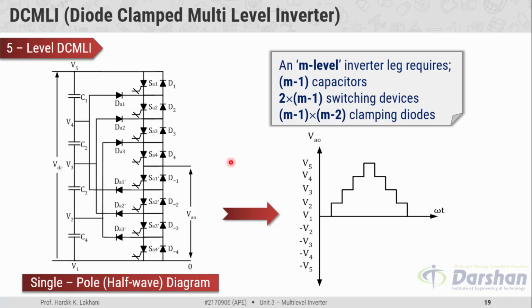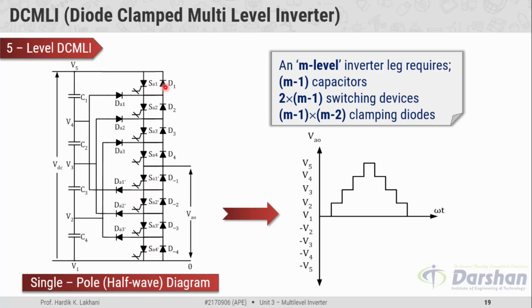For switching devices, substitute M is equal to 5. So 2 into 5 minus 1, which is 4. 4 multiplied by 2, that is equal to 8 switching devices. You can see in the circuit diagram that SA1, SA2, SA3 and SA4, 4 switches in the upper half portion, and SA1 dash to SA4 dash, 4 switches are in the lower half portion.